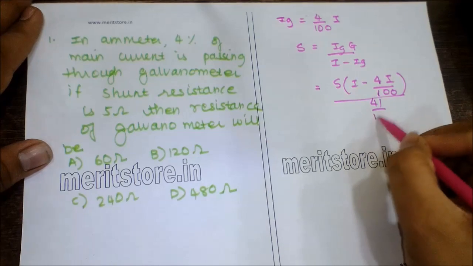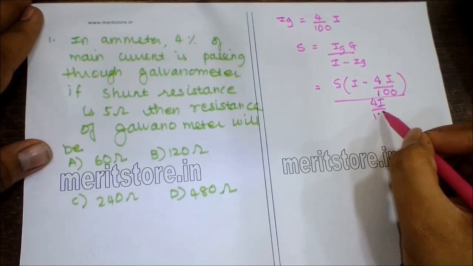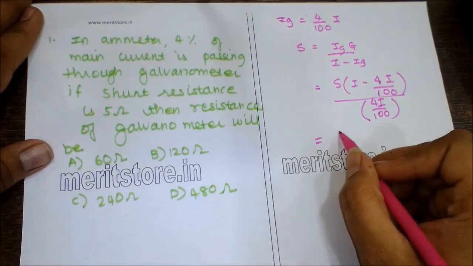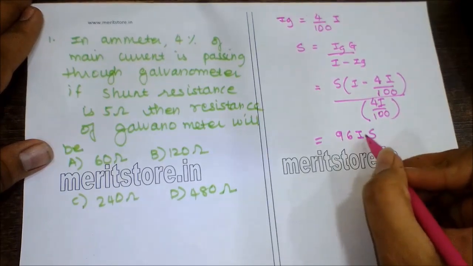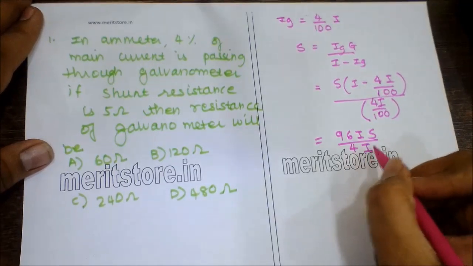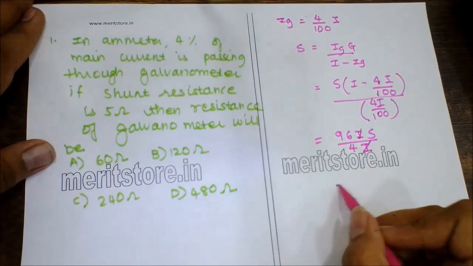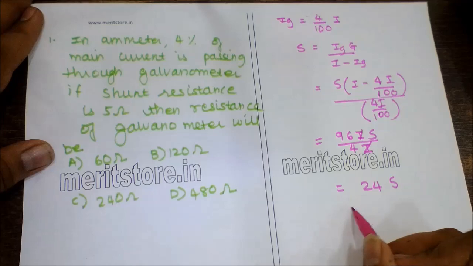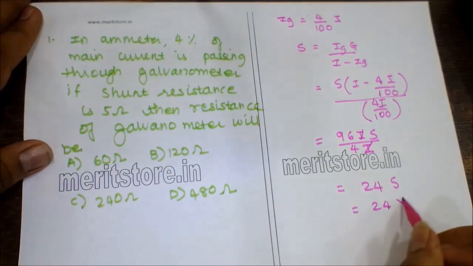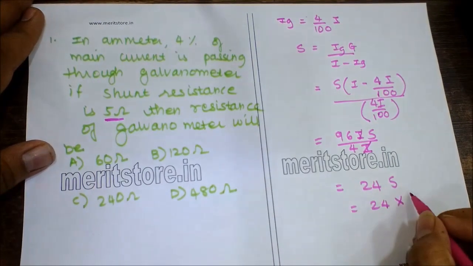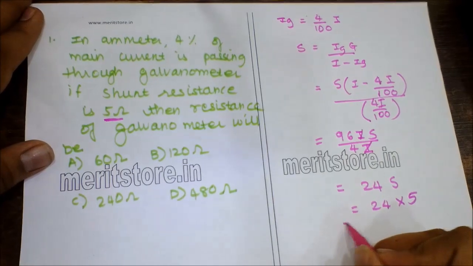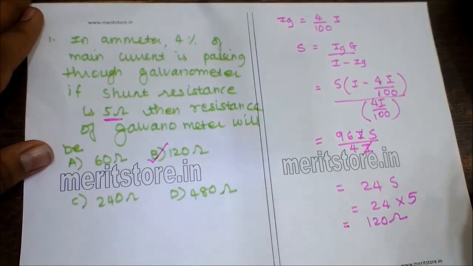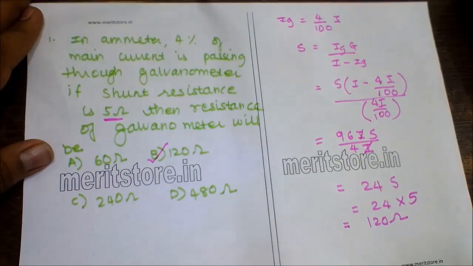upon 4I upon 100, which gives us 96I upon 4I. I and I get cancelled. We are left with 24 S, where 24 is the value and the value for shunt is nothing but 5 ohms. So putting 24 into 5, which gives us 120 ohms. So option B, 120 ohms, is the correct answer.